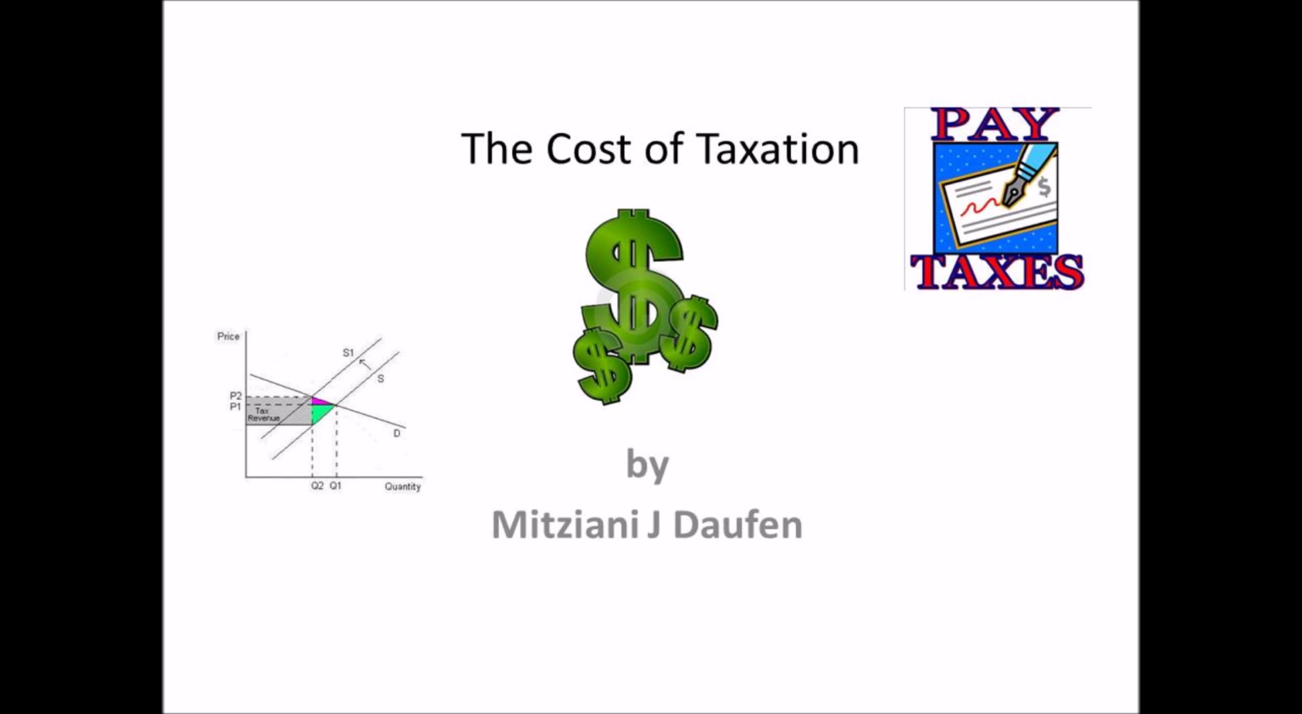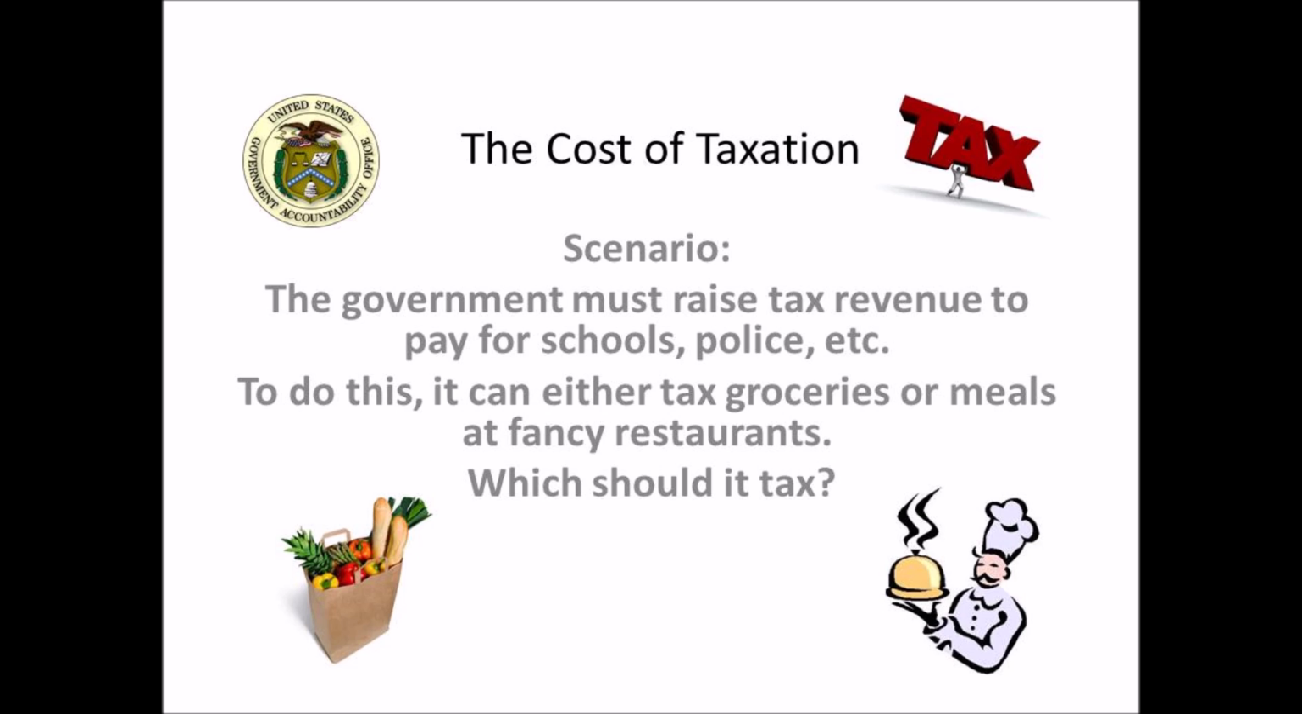So let's begin our journey to the cost of taxation. Here's a scenario that we were given. The government must raise tax revenue to pay for schools, police, etc. To do this, it can either tax groceries or meals at fancy restaurants. Which should it tax? What will make sense to me though is that meals at fancy restaurants should be taxed since it's not as important as groceries. So let's find out from these following graphs.